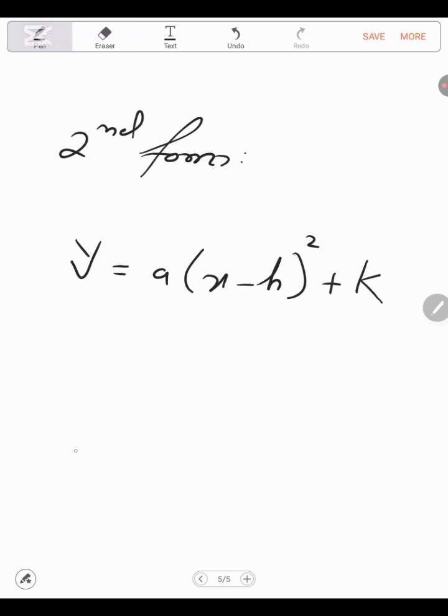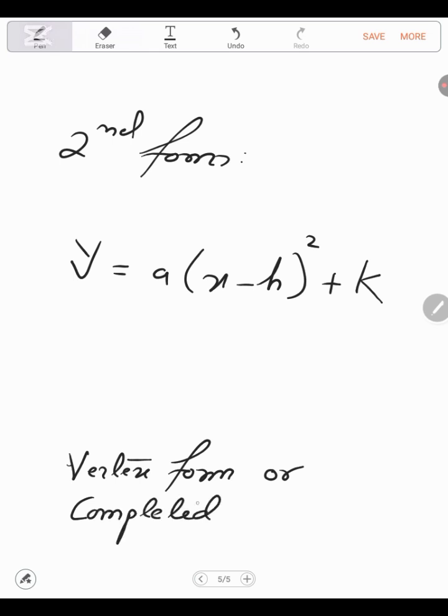Now this is called a vertex form or completed square form. Now there are many students who find completed square form very difficult, so don't you worry about that. We will be also studying how to actually get a completed square form out of a quadratic equation. Okay, so we'll be doing it in our further lessons.